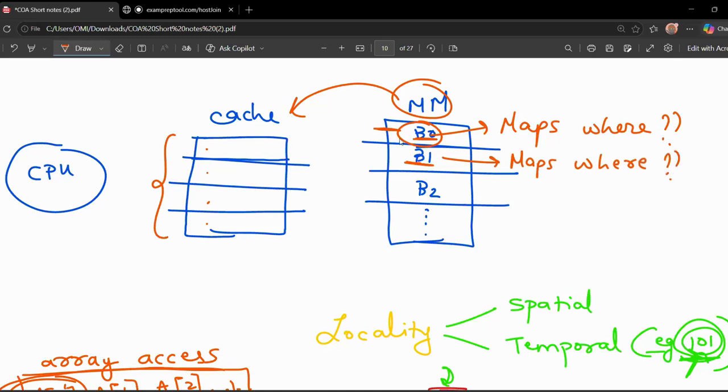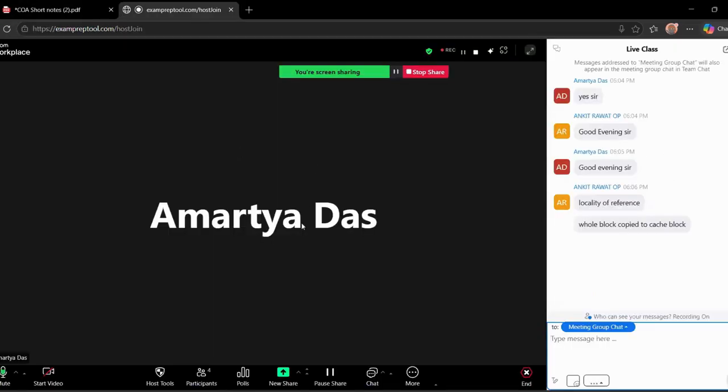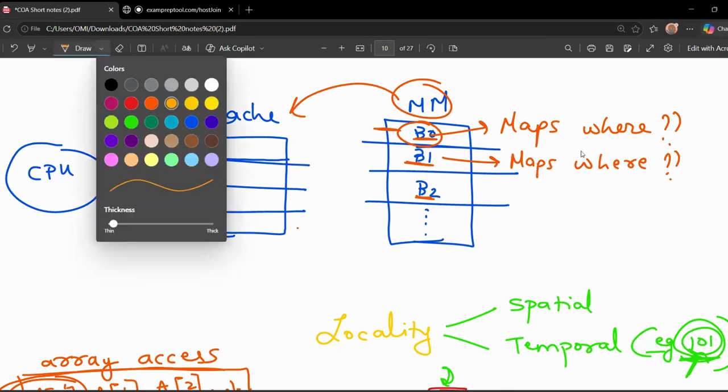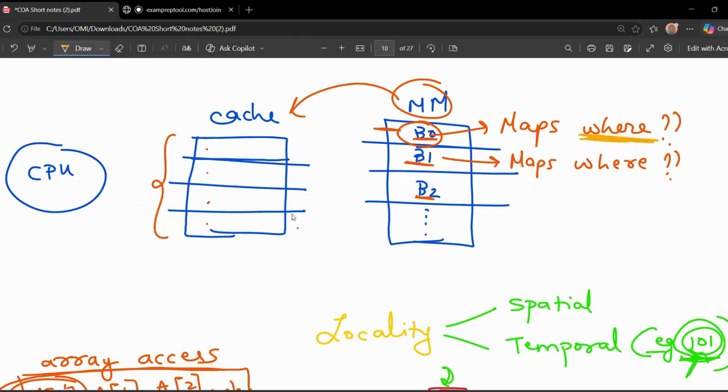They will map, but they don't know where to map. They don't know where they have to map it. Like B2 doesn't know where it has to map. Now, who gives this answer, this "where" answer?